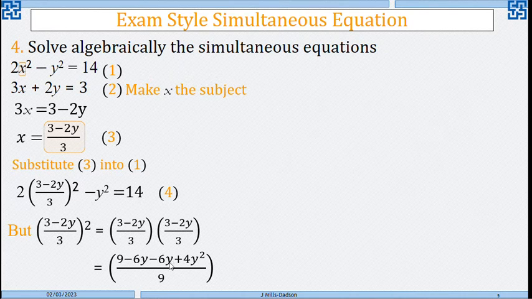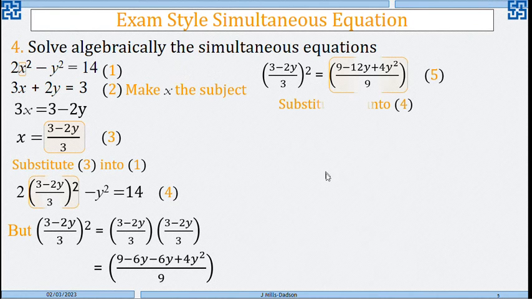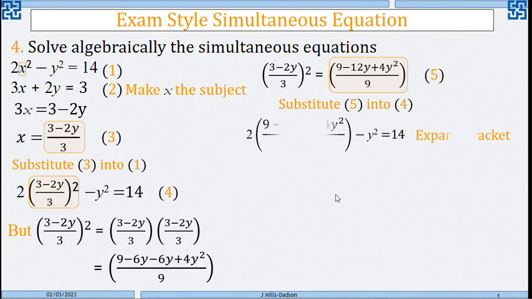Then you simplify. Minus 6y minus 6y is negative 12y. So you end up having this as the expansion in simplified form. So now I can put step 5, which is this expression, back into equation 4. So I'm going to replace all that with this, making sure the coefficient 2 is still outside.